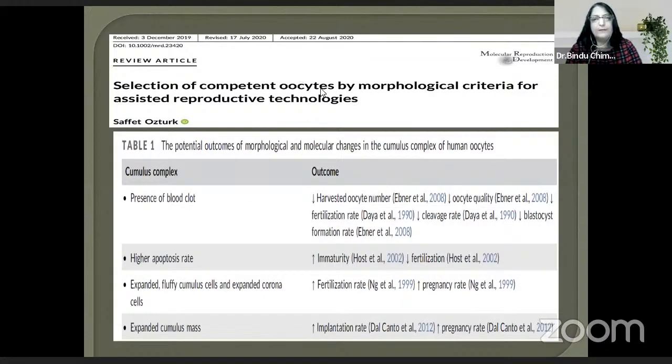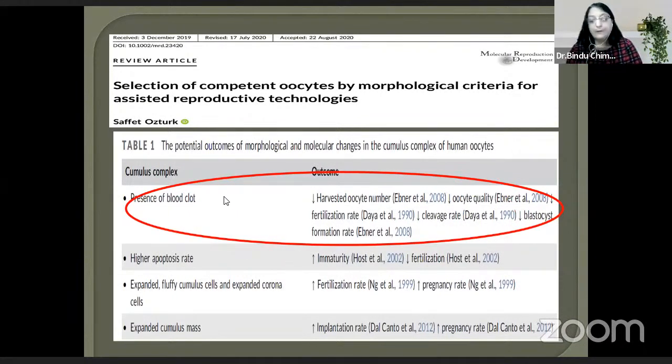Now, there's this very beautiful paper that came out in 2020 that discussed the selection of competent oocytes by morphological criteria for assisted reproductive technologies. They tried to take into consideration every single aspect of the oocyte, right from the presence of blood. We know that blood present during OPU may hamper, and what exactly happens has been noted by several studies, from Thomas Ebner's group to Daya et al. The presence of a clot decreases not only the number of harvested oocytes, oocyte quality and fertilization rate, but also the blastocyst formation rate. So if you have retrieved an oocyte from a clot, understand that you may have got an extra oocyte, but it may hamper the blastocyst formation rate. Apart from that, there is a higher apoptosis rate.